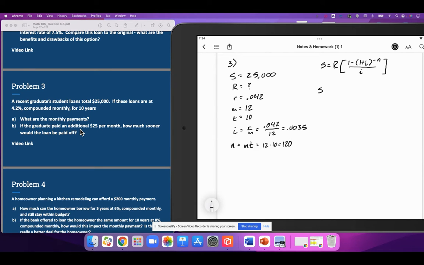So we have S, and we already know what the S is. So we've got 25,000 equals R times 1 minus 1 plus I, which is 0.0035, to the negative 120, over 0.0035. So on to Wolfram we go.